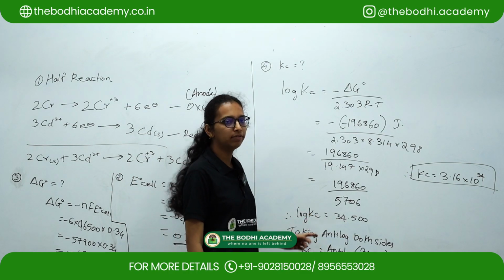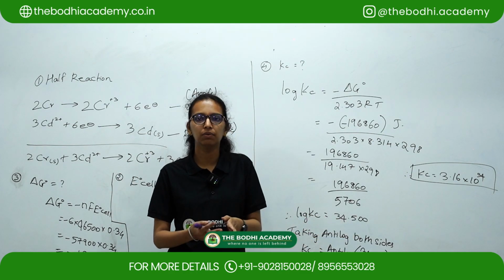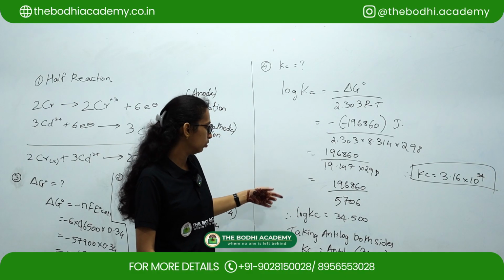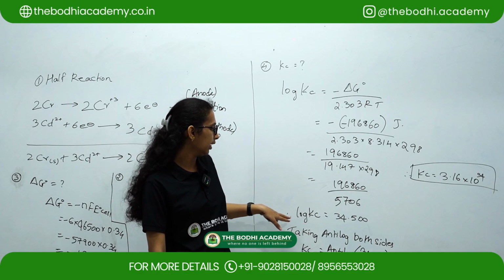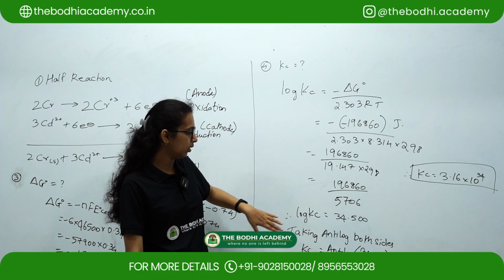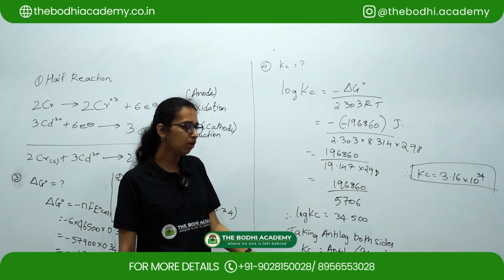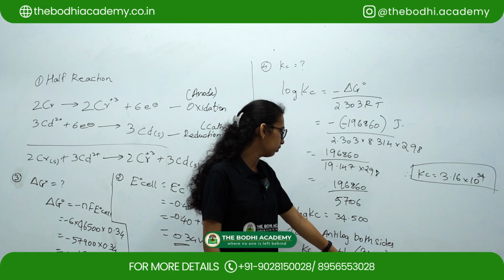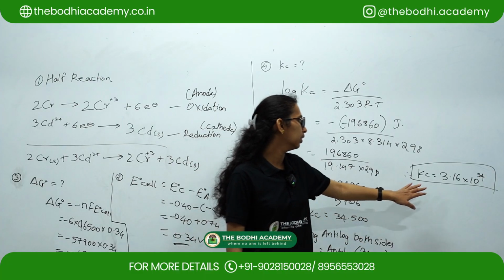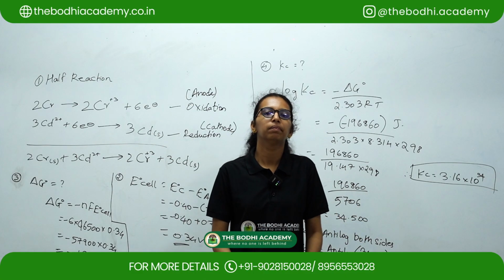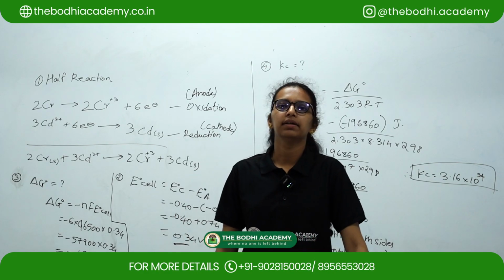Now we want the value of Kc. So you have to remove this log. To remove it, take the anti-log on both sides. When you take the anti-log on both sides, the log and anti-log cancel. So you have to find the anti-log of this. Calculate the anti-log of this, and you will get the answer 3.16 into 10 raised to the power 34. Okay, that's the answer.